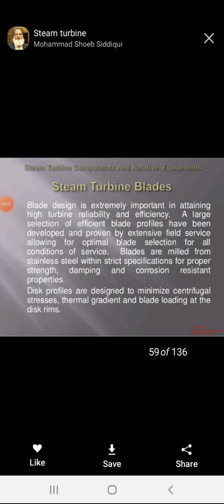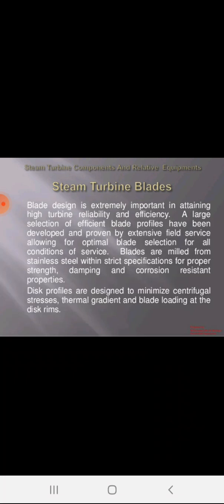Steam turbine blades. Blade design is extremely important in attaining the turbine's reliability and efficiency. The blade profile has been developed through extensive field and condition services. Blades are made from stainless steel with the proper strength, damping and corrosion resistance properties. The disc profile and design minimize centrifugal stresses.